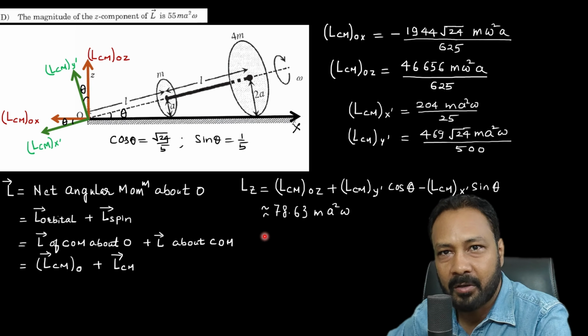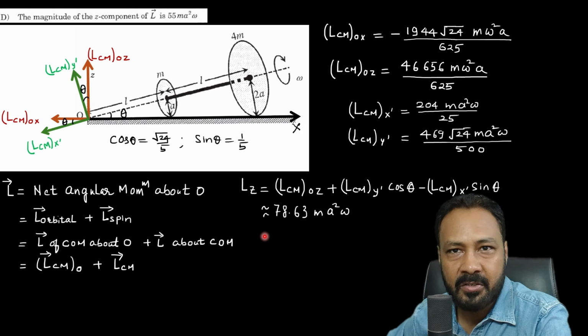If it is not clear, I request you to just go through the inertia tensor part again, and once you understand, that would be pretty easy.